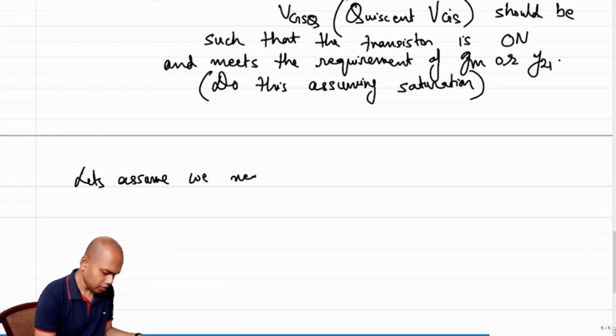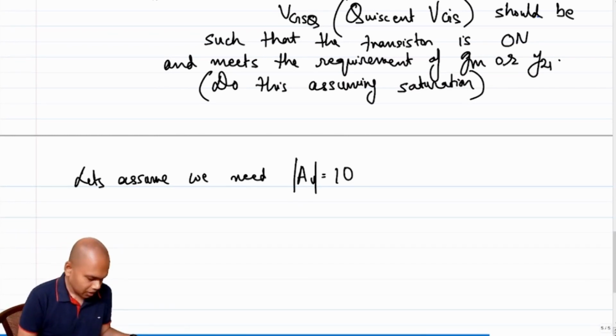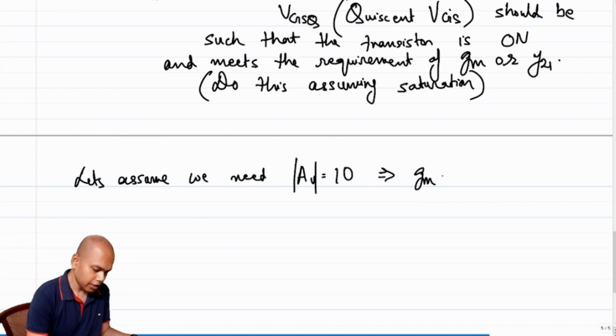Let's assume we need mod AV of 10. Let's assume we are not bothered about the fact that AV is negative, right? Let's assume that we need a gain of 10, which implies GM times RL is equal to 10.